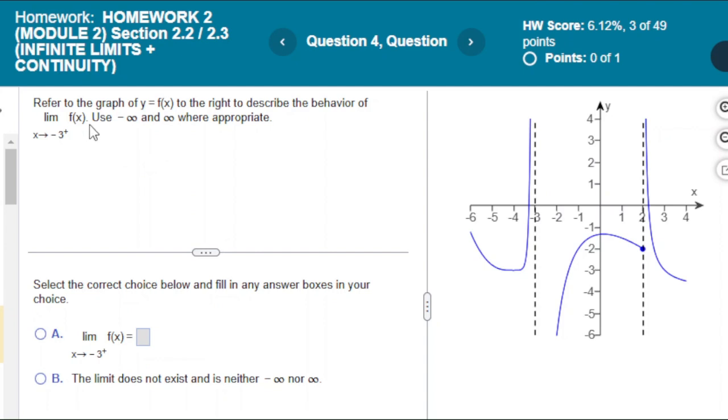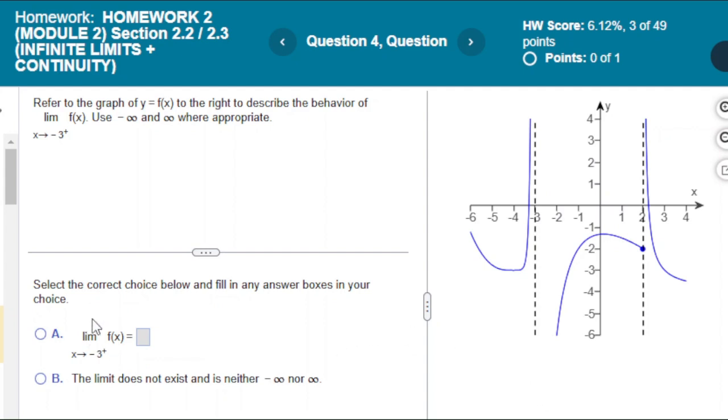Now this next one says, refer to the graph of y equals f of x to the right to describe the behavior of the limit as x approaches negative 3 from the right. Use negative infinity or plus infinity where appropriate. So what is the limit as x approaches negative 3 from the right? Well, as we're approaching from the right, this is going down, down, down. So we get negative infinity here.